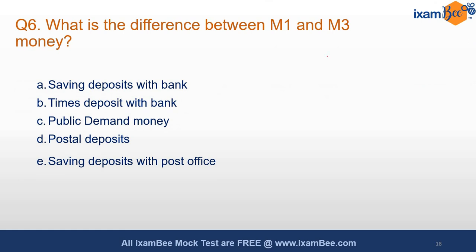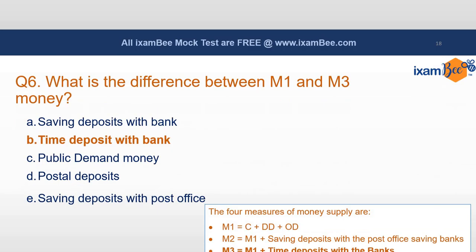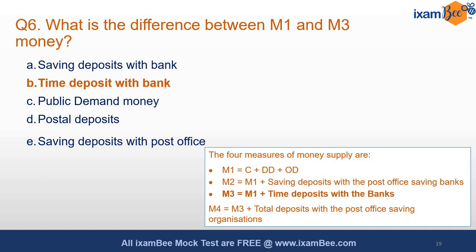What is the difference? So this is a question related to the monetary aggregates. Okay, this can be an important question for your SEBI exam, for your RBI exam, understanding what is M0, what is M1, what is M2 and what is M3. Right, so what is the difference between M1 and M3? M3 is the broad money, M0 is known as the reserve money, M1 is known as the narrow money. Okay, so what is the difference between the two? The difference between the two is defined by the time deposit with the banks.